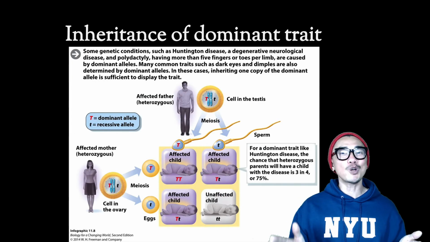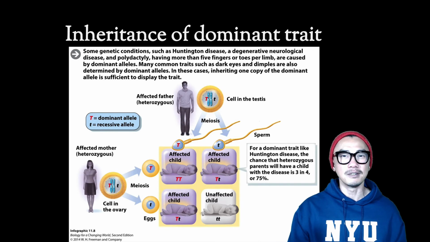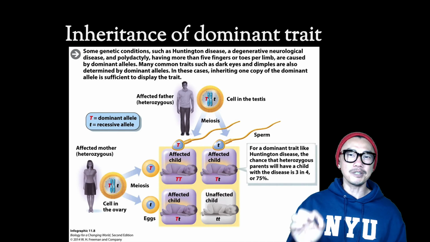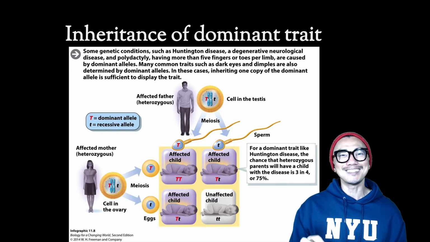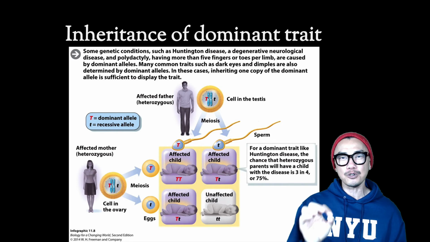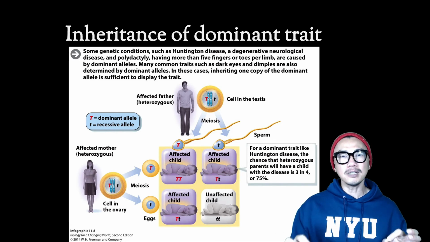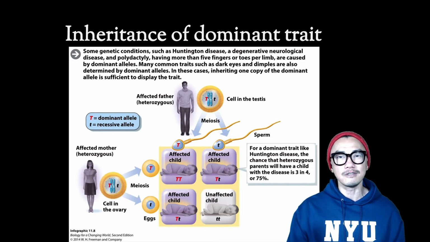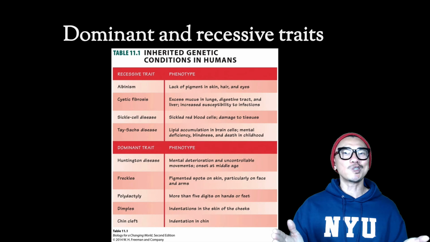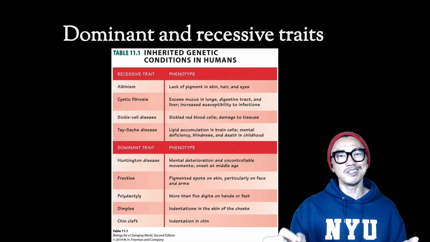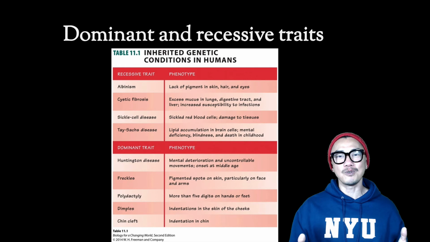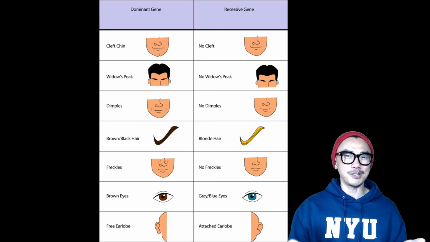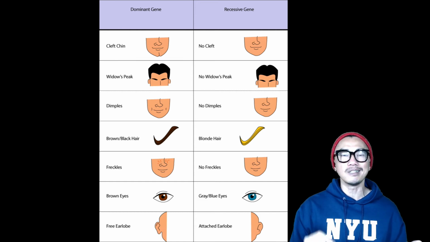This infographic shows how there are conditions that are dominant, like Huntington disease and polydactyly. Huntington disease is a neurological disease, and polydactyly is having more than 5 fingers or toes on each limb. Punnett squares still work the same, whether the condition is dominant or recessive. This table describes different inherited conditions that are both dominant and recessive. This table shows different common physical features that are caused by both dominant and recessive alleles.